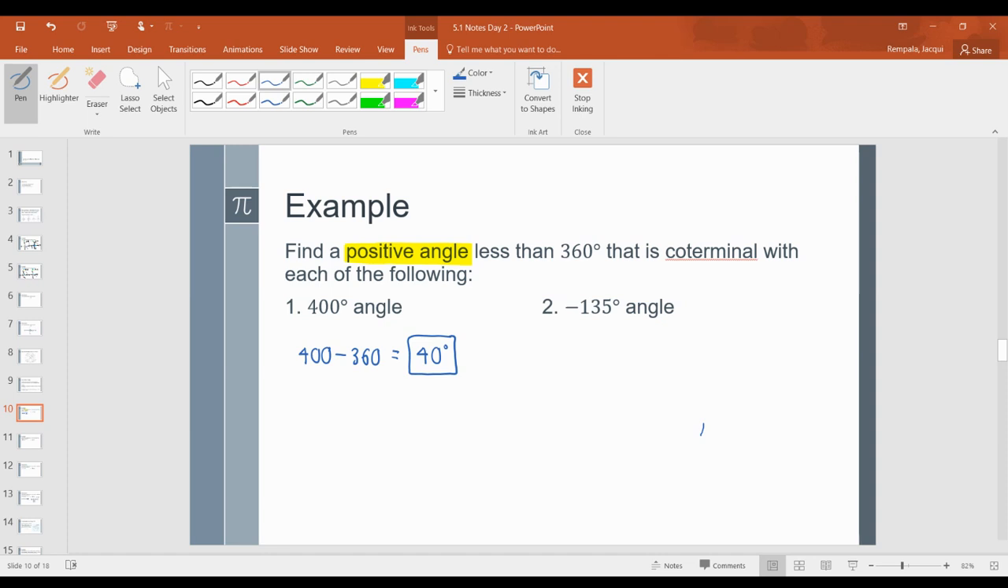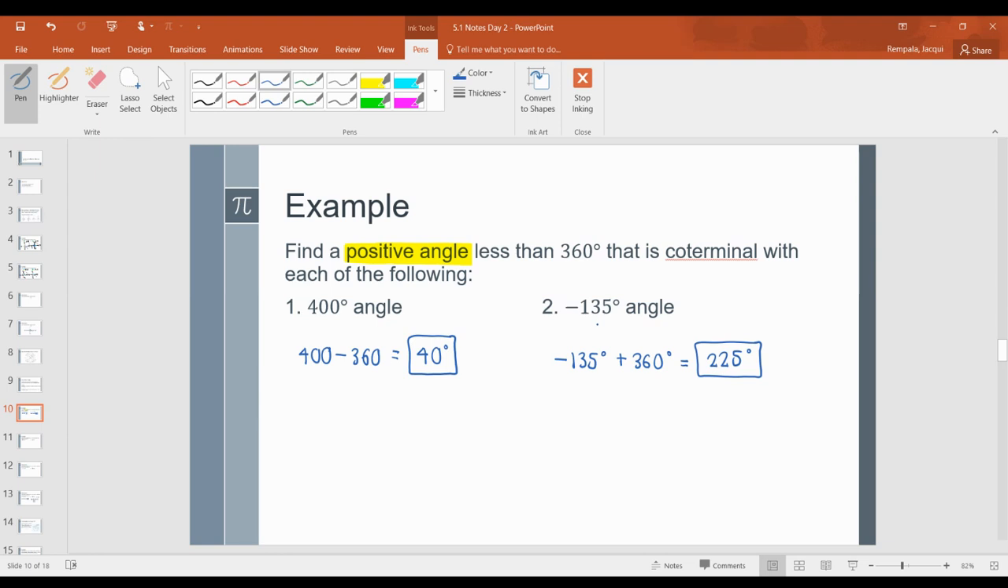Because I'm starting with a negative angle, I want my answer to be positive. How do I go from something negative to positive? I'm going to add onto it. So I'm going to add 360 degrees onto this. Negative 135 plus 360 is going to give me 225 degrees. I added once and it was enough to get me a positive number. 225 is less than 360. So once again, it only took me doing it one time, but that is my answer.